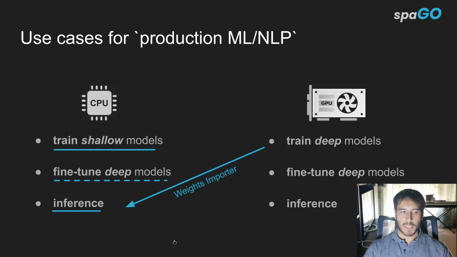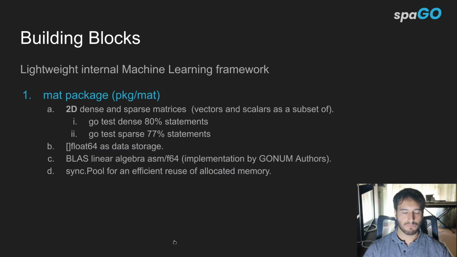For instance, in spaGO, with the CPU, you can already train shallow models. As I said, shallow models are not just input-output connections, but have some intermediate layers. You can definitely fine-tune deep models, especially if you are okay to train maybe just the top layer of your deep model, and you can definitely perform inference. And the inference you can perform with really good state-of-the-art results thanks to the automatic importing of weights from PyTorch models. And all of this is already included in the current version of spaGO.